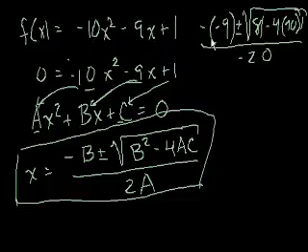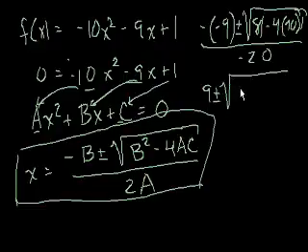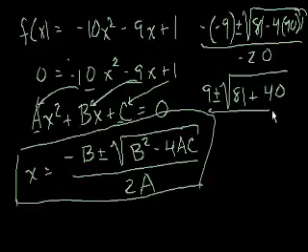So let's simplify that. Negative times negative 9, that's positive 9, plus or minus the square root of 81, and then we have a negative 4 times a negative 10. I know it's very messy. I really apologize for that. Times 1. So negative 4 times negative 10 is positive 40. And then we have all of that over negative 20.